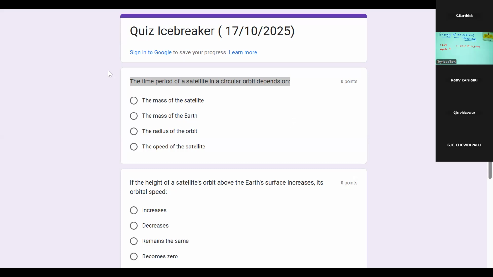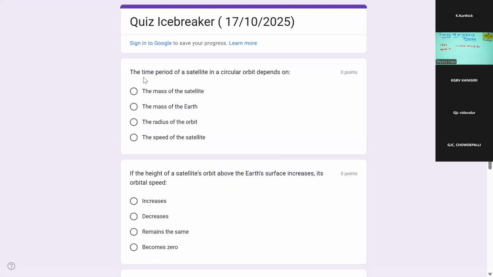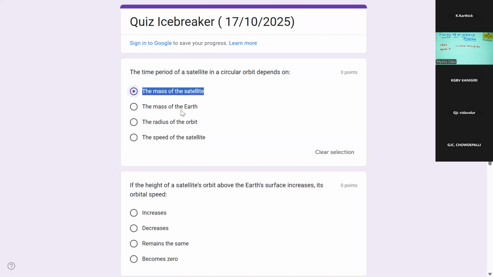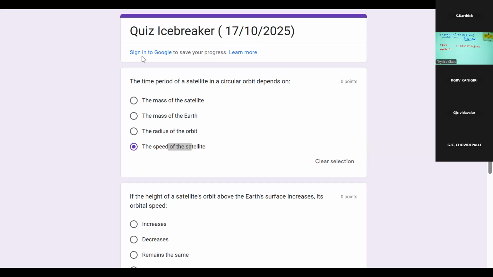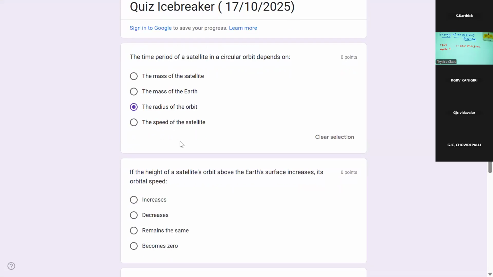The time period of the satellite in a circular orbit depends on which one? The mass of the satellite, the mass of the Earth, the radius of the orbit, or the speed of the satellite. Which one is correct? Yes, 3. Good, the radius of the orbit. So already we know that the time period T is directly proportional to the radius of the orbit. Very good. Second question.